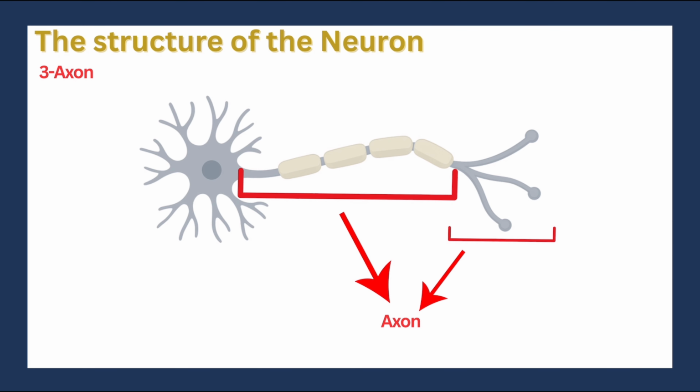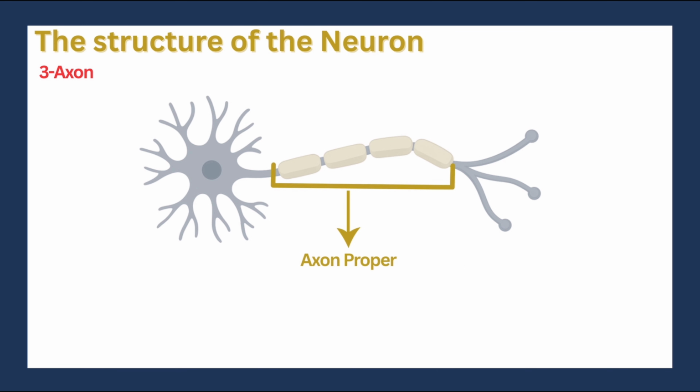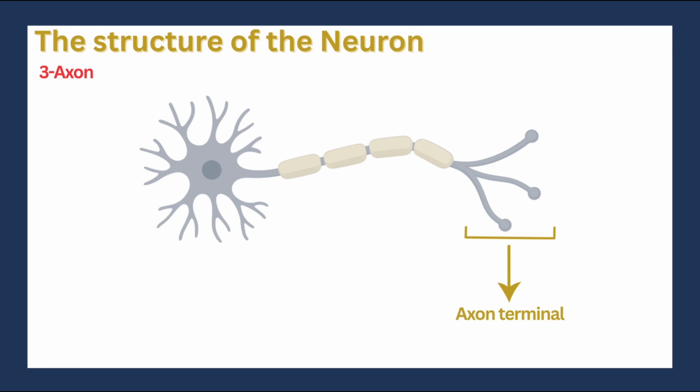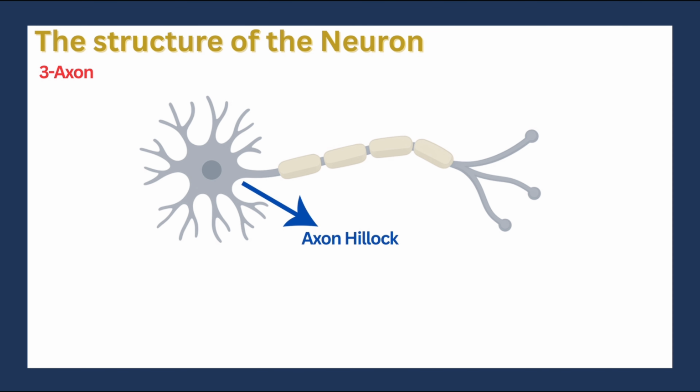The third part of the neuron is the axon. The axon is a single long process extending from the soma. It has three parts: the axon hillock, the axon proper, and the axon terminal. The axon hillock is a specialized region where signals arriving from the dendrites and the soma are integrated. If the combined signal is strong enough, an action potential will be initiated. What's an action potential? It is a change of electrical potential within the axon from negative to positive because of the movement of positive ions from outside the axon to inside the axon.